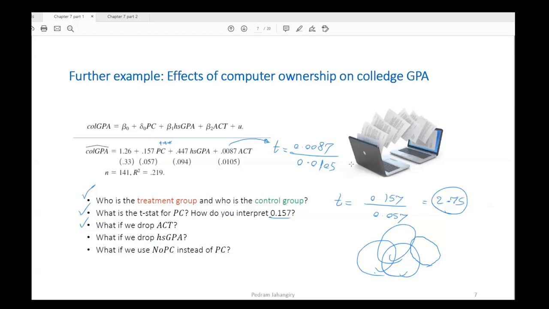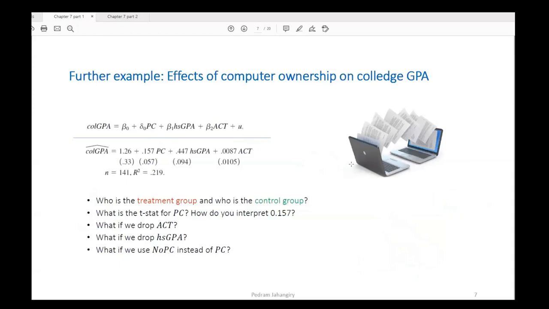Because remember, if I drop something that is correlated with other variables, maybe I'm dealing with some omitted variable bias as well, so we have to be careful. So the answer for this one, it seems that it's okay, because the coefficient for ACT is not significant, right? However, you have to look at the adjusted R-square and then make a call.